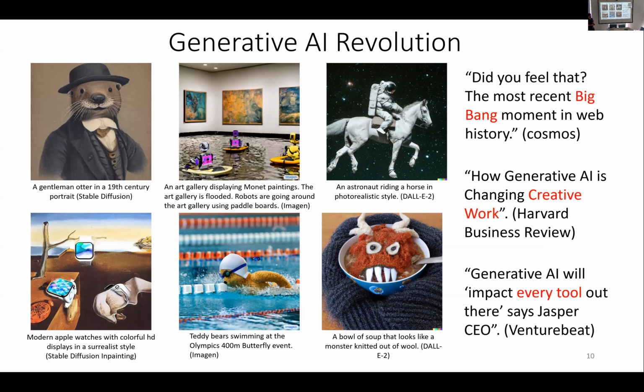More recently, we have witnessed a revolution in generative AI. For example, you may have all seen these generative models that take an input text and are able to generate images. And this has really created a revolution.